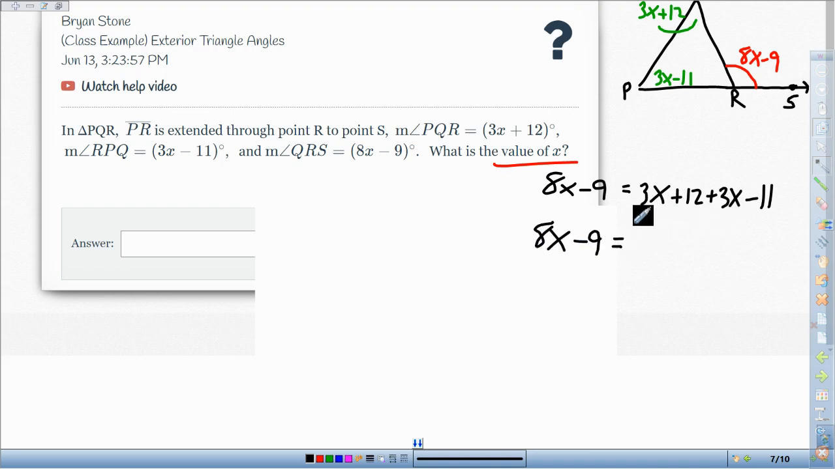Okay, on the right, let's combine these. 3x and a 3x is a 6x. 12 minus 11 gives me positive 1. Careful with that sort of stuff.